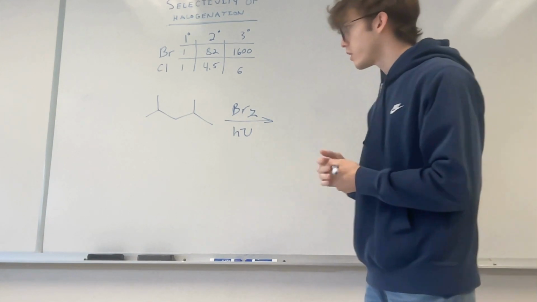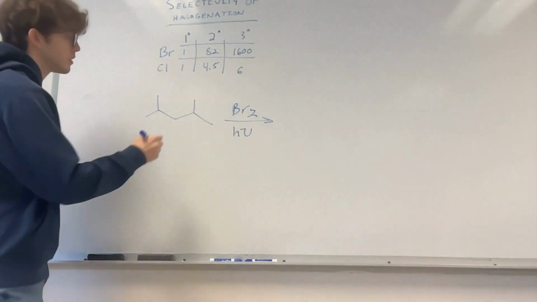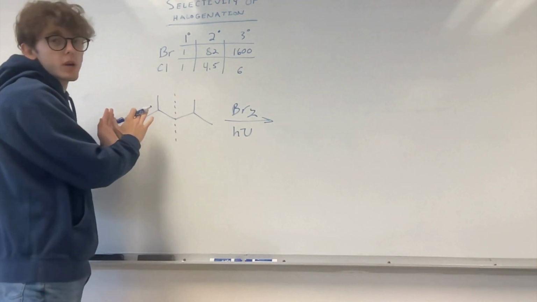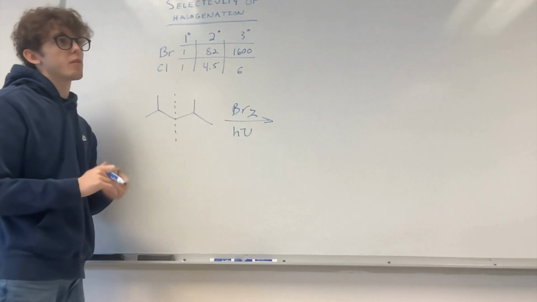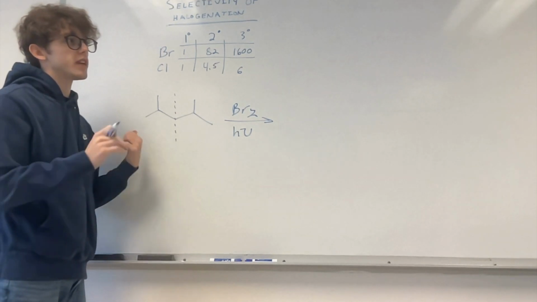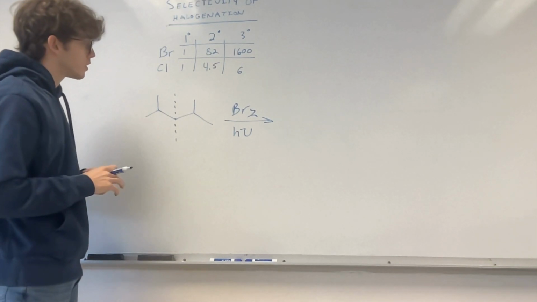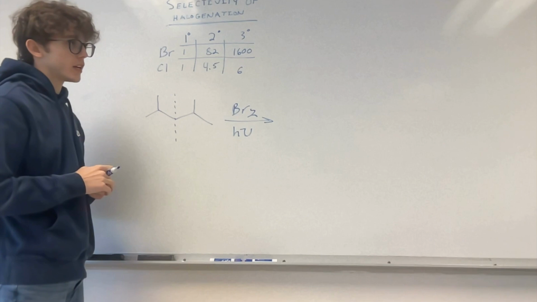So let's go through it. Notice that there's a plane of symmetry. That is intentional because I do not want to torture you. So we will treat one half of the molecule just like the other, because if we add one bromine to one side, it will be the same on the other. Okay, so let's draw all the products we could physically make for a monohalogenation.